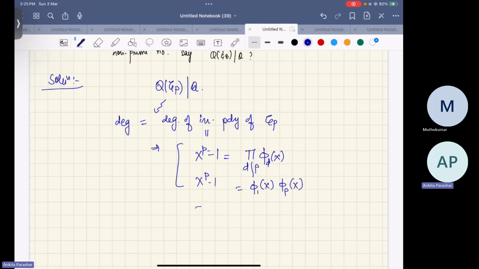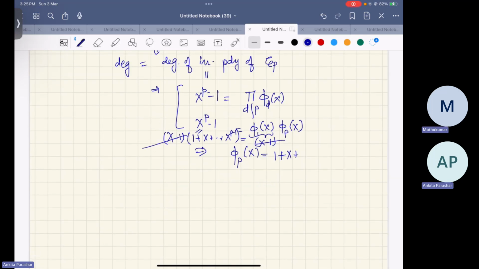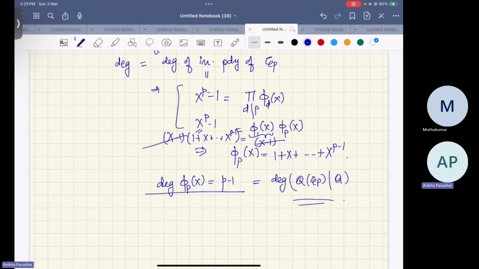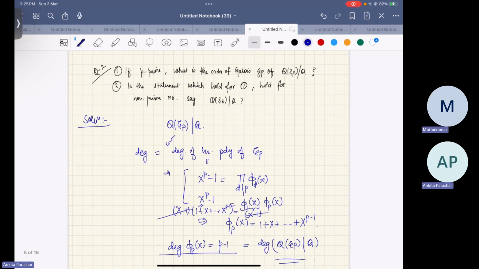Therefore, from here itself you can say phi px is nothing but x power p minus 1 divided by x minus 1, that is 1 plus x plus up to x power p minus 1. Phi 1x, you know it is x minus 1, that gets cancelled. So the degree of the cyclotomic polynomial phi p is p minus 1, and therefore this is the degree of your extension. This is fine, right? Yes.